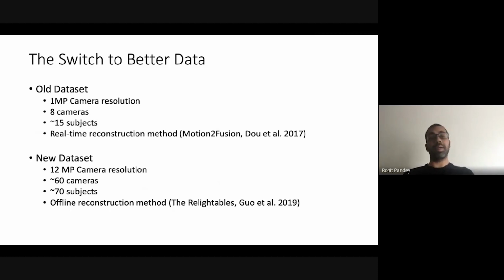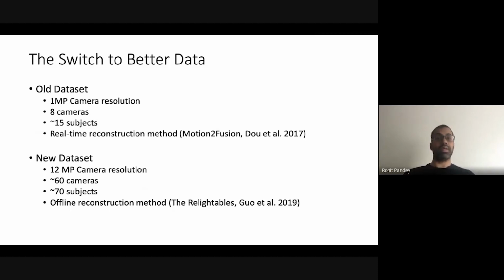So we went and built a better rig. This rig had 12 megapixel camera resolution. It had 60 cameras, and we went and collected a bigger data set of about 70 people. And we used an offline reconstruction method, the Relightables from Guo et al. 2019, which had much higher quality.